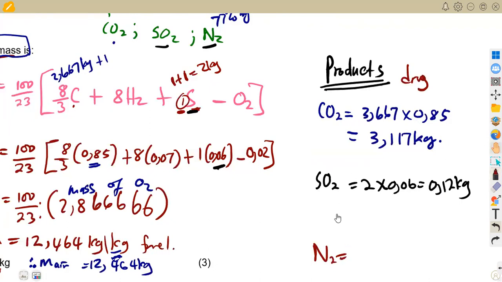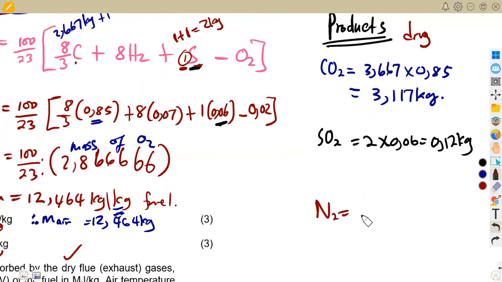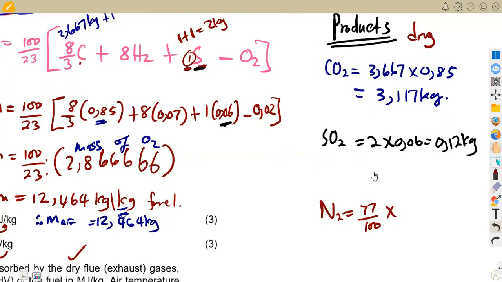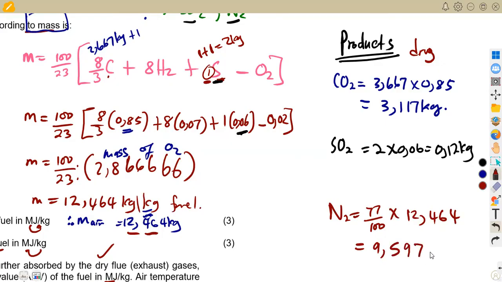And also nitrogen, which is the one that we are going to obtain from the percentage of air. The percentage is 77% by mass. So we are going to use 77% of the mass of air. Since we do not have excess air in this case, we are not going to have any actual mass of air. We are going to use the one that we obtained from our theoretical mass, which was 12,464 kilograms. So this gives us the mass of nitrogen, which is 9,597 kilograms.